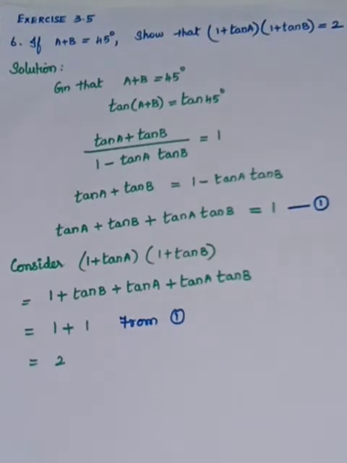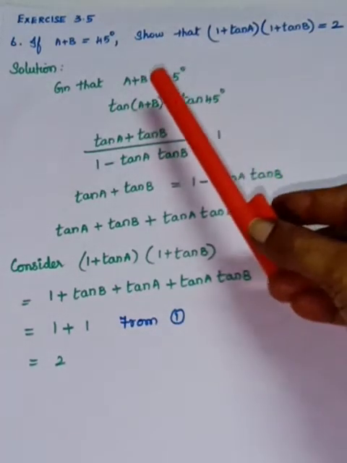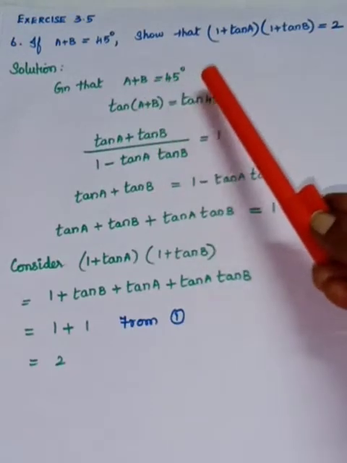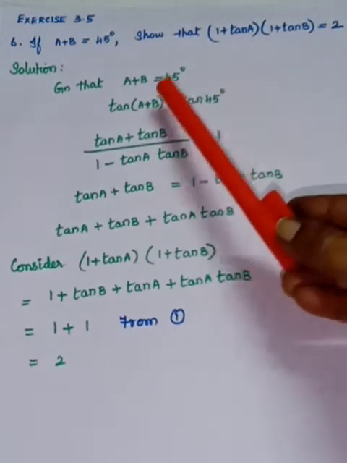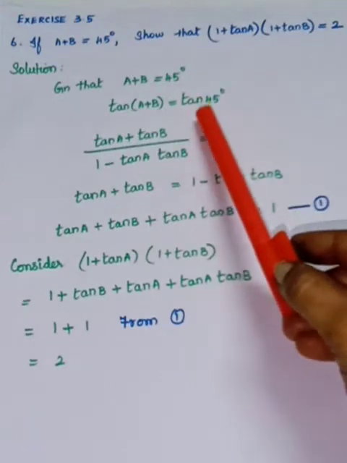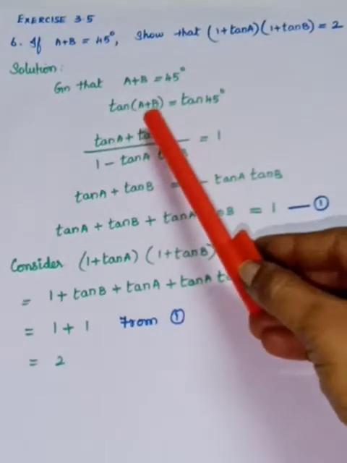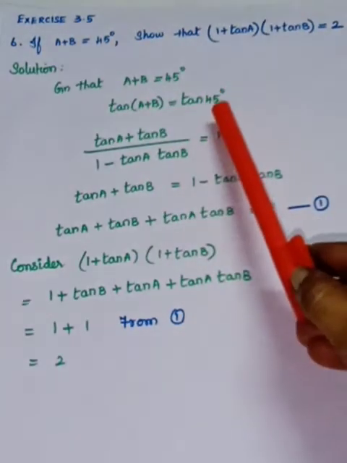Exercise 3.5, sixth problem. If a plus b is equal to 45 degrees, show that (1 plus tan a) into (1 plus tan b) is equal to 2. See, what is given? A plus b is equal to 45 degrees. So, you apply tan on both the sides. Tan(a plus b) is equal to tan 45 degrees.